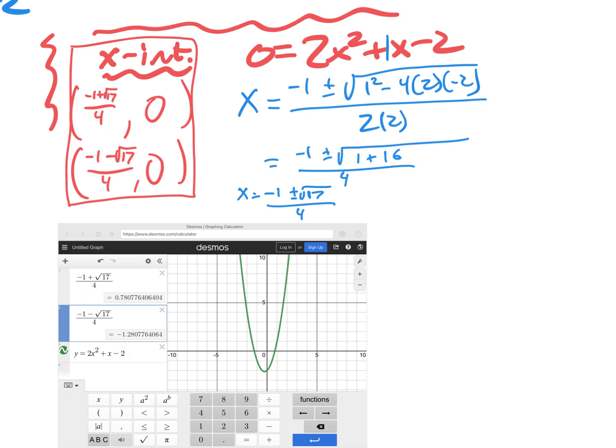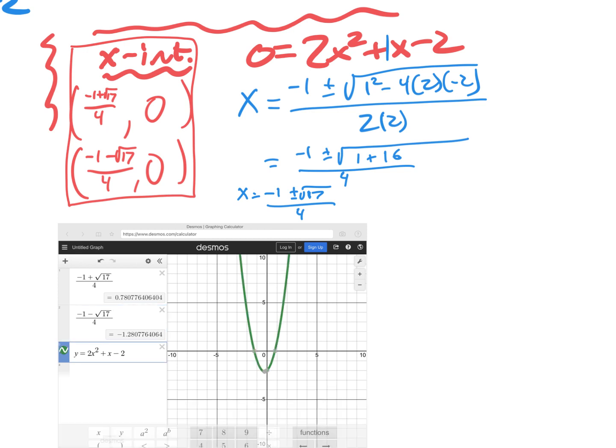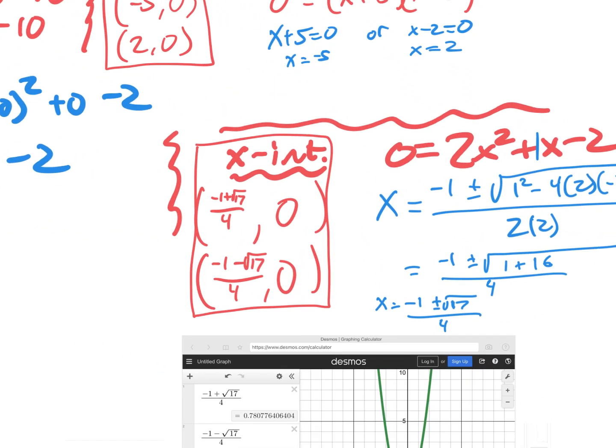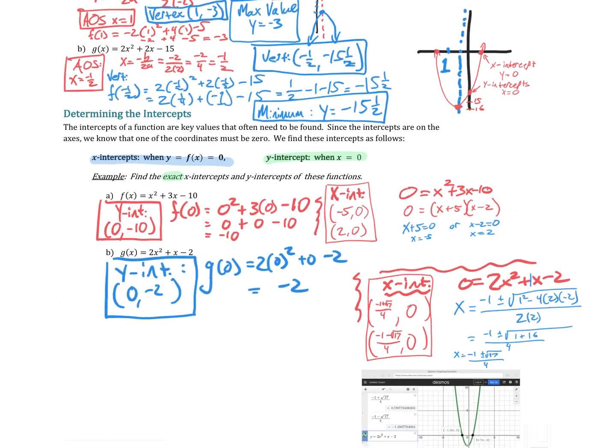So the moral of the story is these are just points. There they are. All right, now we match. 0.781 and negative 1.281. Those are the values. The exact values are negative 1 plus the square root of 17 and negative 1 minus the square root of 17, over 4. All right, well, we'll leave it at that.